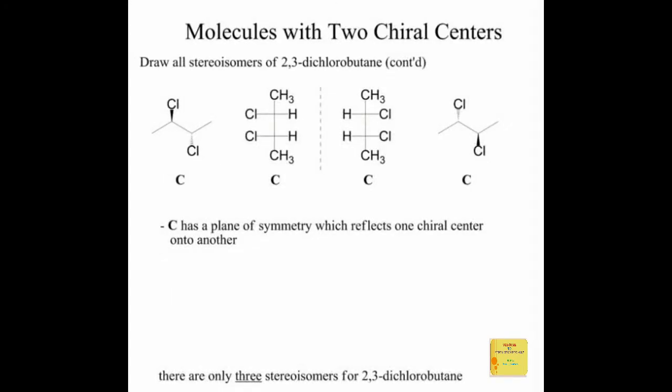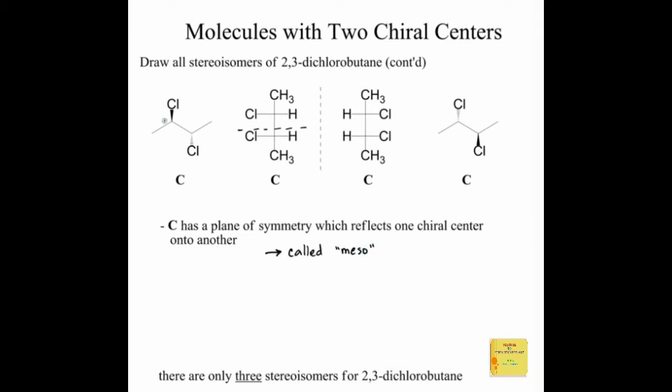Well, let's take a closer look at this structure C. Again, I've just redrawn it. We have the line drawings that are superimposable, or the Fischer projections that are superimposable. And the reason our mirror image is identical is because we have a plane of symmetry in C. Anytime you have a symmetrical molecule, remember the mirror image is identical to the original structure. So we have a very special case here where the molecule has a plane of symmetry which reflects one chiral center onto another. That's a very special kind of symmetrical molecule. It's called a meso compound.